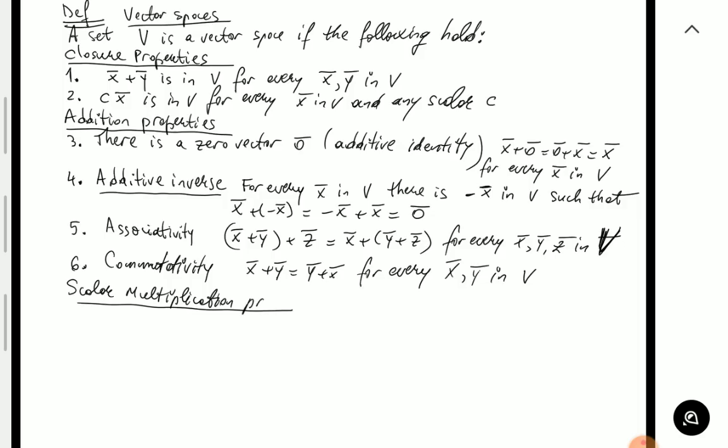Properties. What's the count now? 7, right? The 7th property. We need to have a multiplicative identity, which is basically you need to have a 1 in the scalars, such that if you multiply it by a vector, you get the same vector. 1 times x equals x.